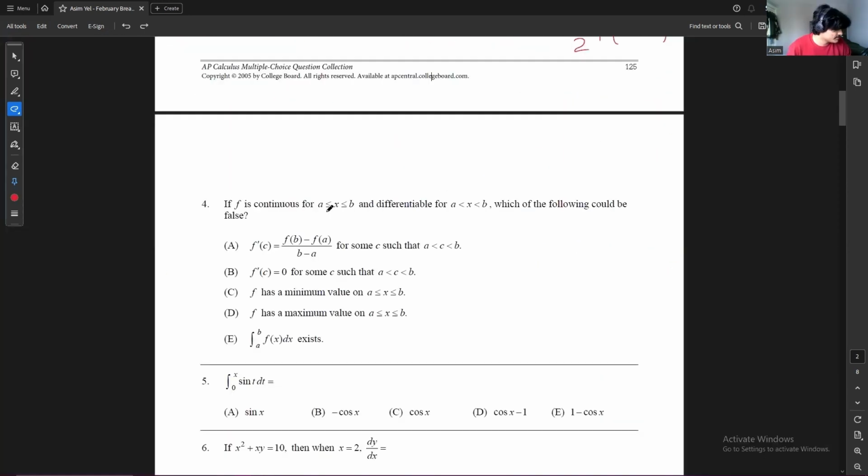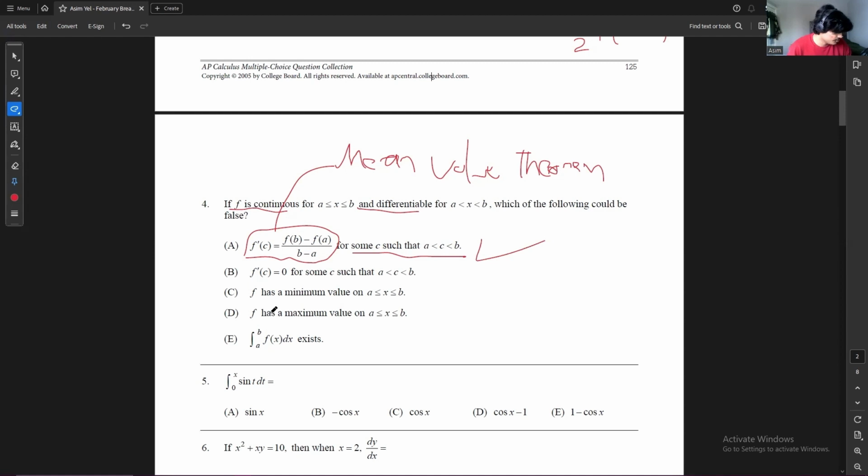If f is continuous on this interval and differentiable on this interval, which of the following could be false? So in answer choice A, they're stating the mean value theorem. This is called the mean value theorem, and therefore for some c this has to be true. This c has to be between a and b, and moreover they're stating that f is continuous and differentiable, which means our mean value theorem applies in this case, and A is true.